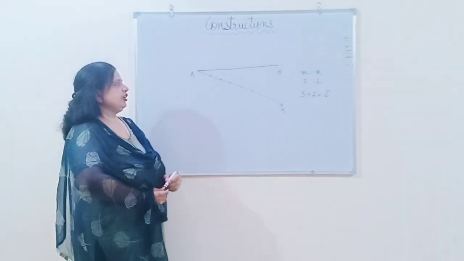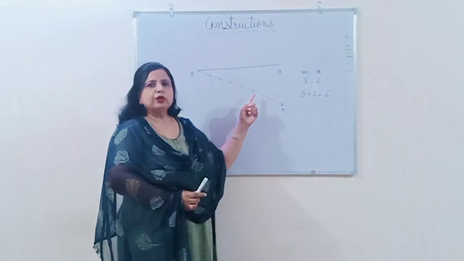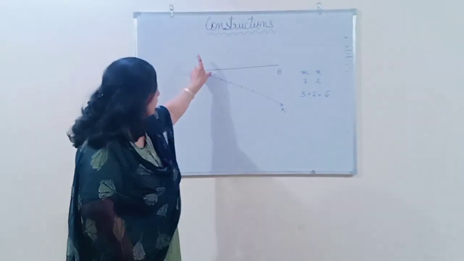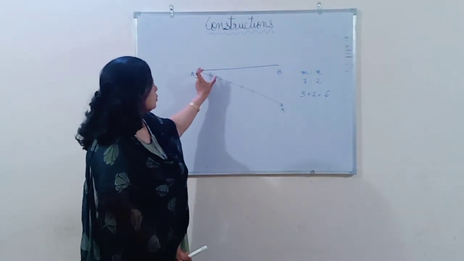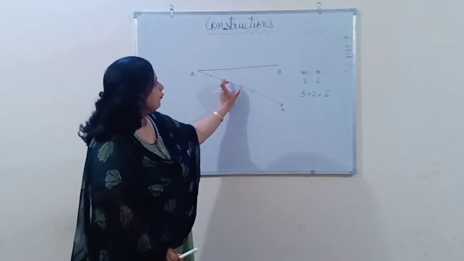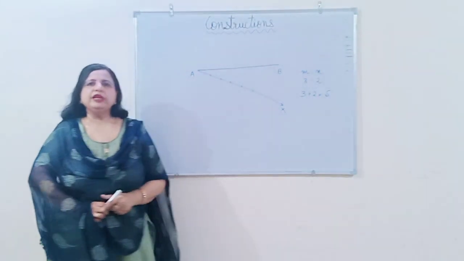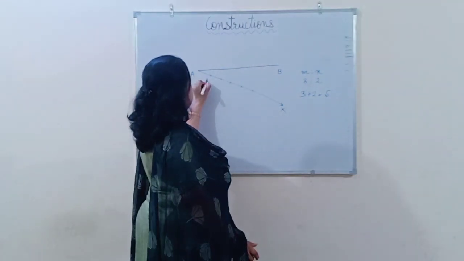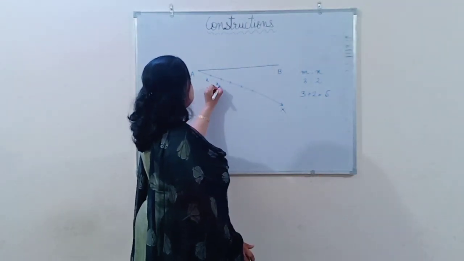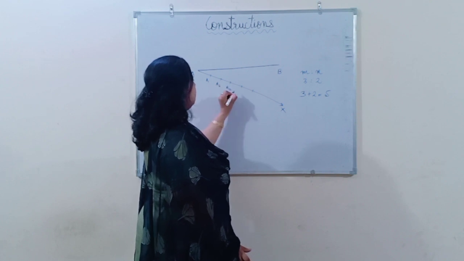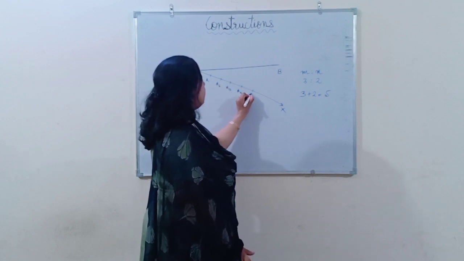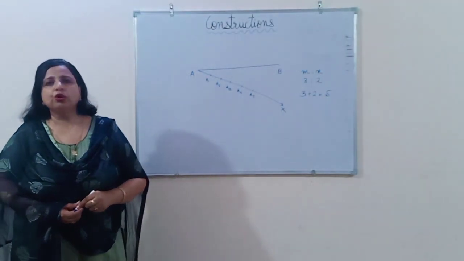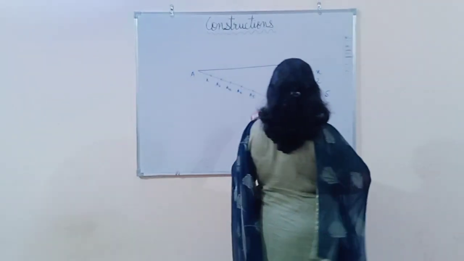The radius which we have taken in the compass, we will not change, and keeping the needle of the compass at A, mark 5 arcs. 1, 2, 3, 4, 5. These 5 arcs will be equidistant from each other. Now let these arcs be A1, A2, A3, A4 and A5. Now next step will be join A5B.